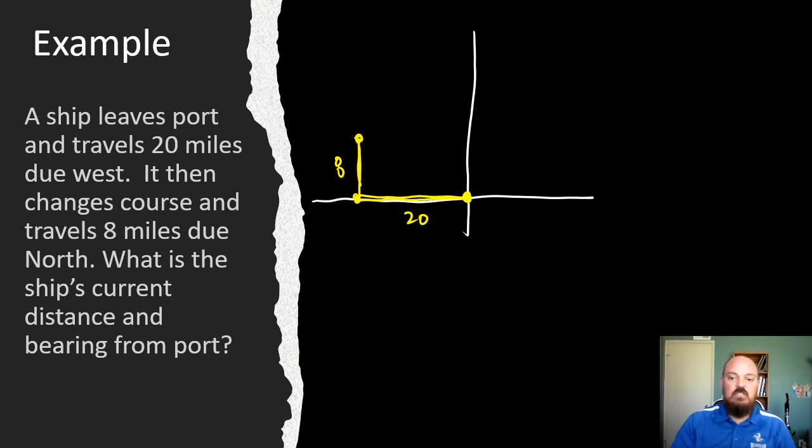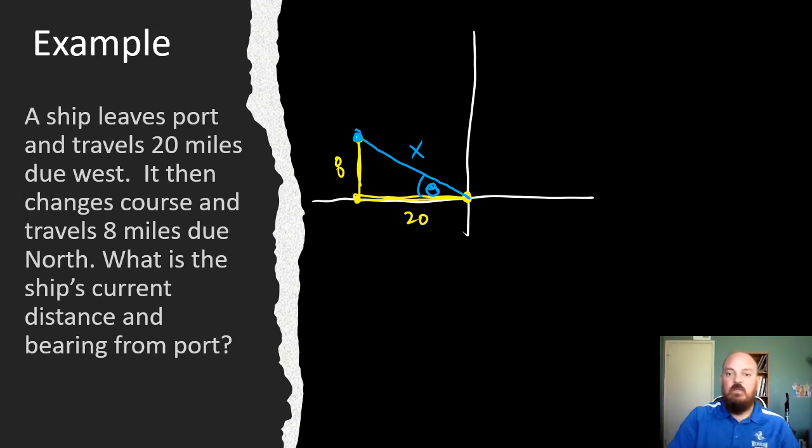So the question says, what is the ship's current distance and bearing from port? So what we're saying is, if I measure the direct distance from port where we started, what is the distance? That would be x. And what is the bearing? That would be this angle right here. We'll call it theta. So we have two separate questions. Number one is solve for x, and number two is solve for theta. Let's do them one at a time. I'm going to do the x part first.